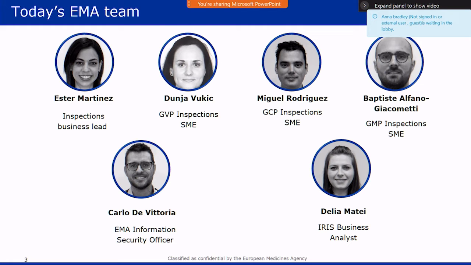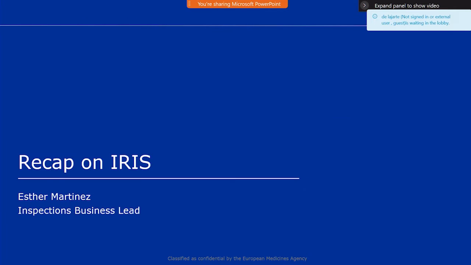We also have another colleague, Baptiste, who is focused on GMP inspections. And last but not least, we have Carlo de Vittoria, who will explain more about the access management. He's an information security officer at EMA. And also our business analyst, Delia, who has kindly put together the videos that we will be showing you and who has been supporting us in an amazing way. So this is the team today. And what I'm going to do now is tell you a bit of what IRIS is about.